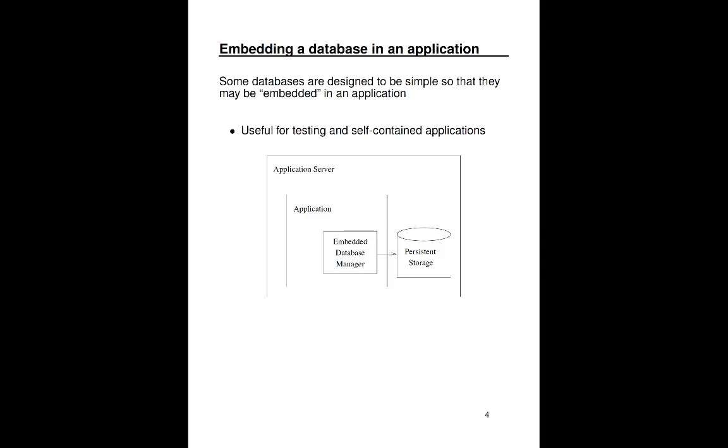An alternative architecture for using databases in an application is to embed the database inside the application, meaning that the database management software runs in the same process as the application itself. This is very useful when you have a self-contained application that needs a database to store its files, or for your automated tests that want to leverage the database.